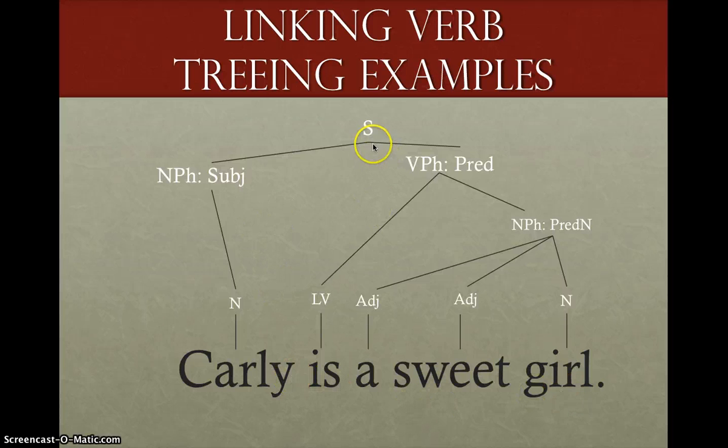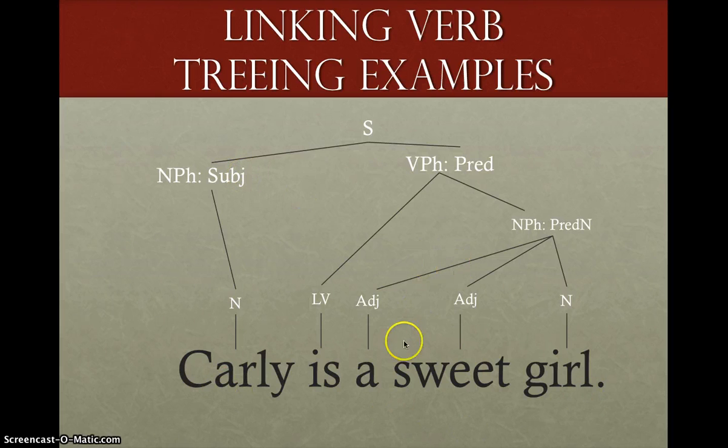So we always start with sentence, noun phrase subject, verb phrase predicate. We always do that. Over here, we only have one noun in the subject. Great, nice and easy. We have our linking verb, and then we have our noun phrase predicate noun. And what that's saying is basically this is the predicate noun that equals the other half.